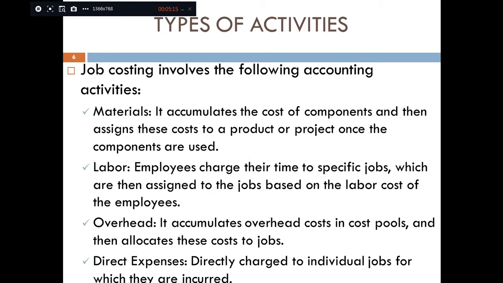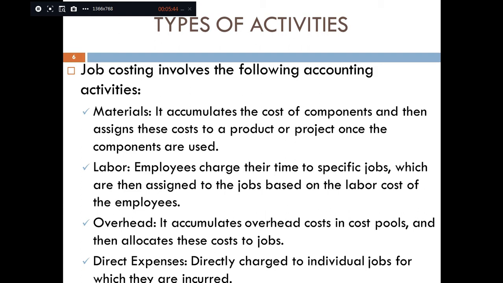Types of activities used in job costing. Job costing involves the following accounting activities. Materials: as you know, it accumulates the cost of components and then assigns this cost to a product or project once the components are used. And labor costs: employees charge their time to specific jobs, and the cost is then assigned to the jobs based on the labor cost of the employees.